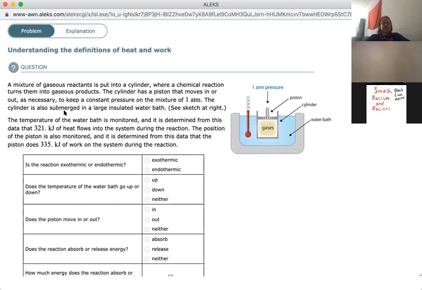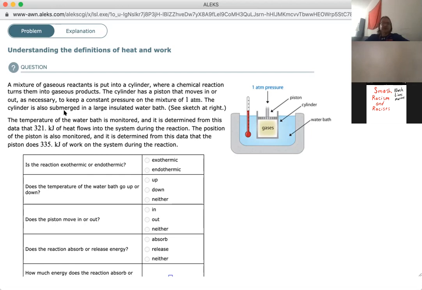Let's see, what else does it say? The cylinder is also submerged in a large insulated water bath. The temperature of the water bath is monitored and is determined from this data that 321 kilojoules of heat flows into the system during the reaction. The position of the piston is also monitored, and it is determined from this data that the piston does 335 kilojoules of work on the system during the reaction.